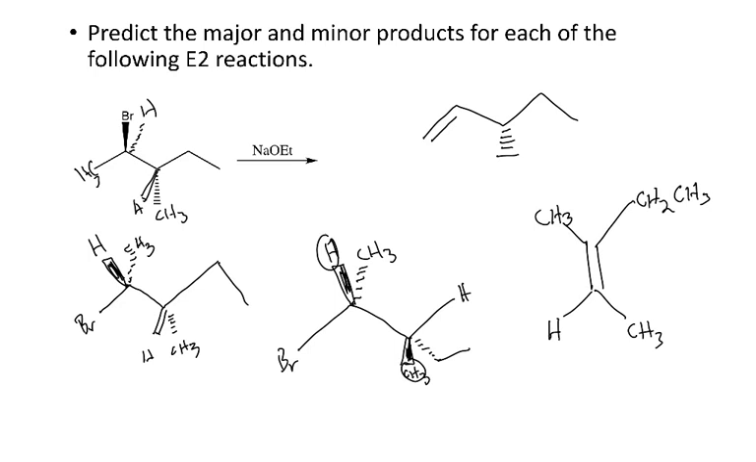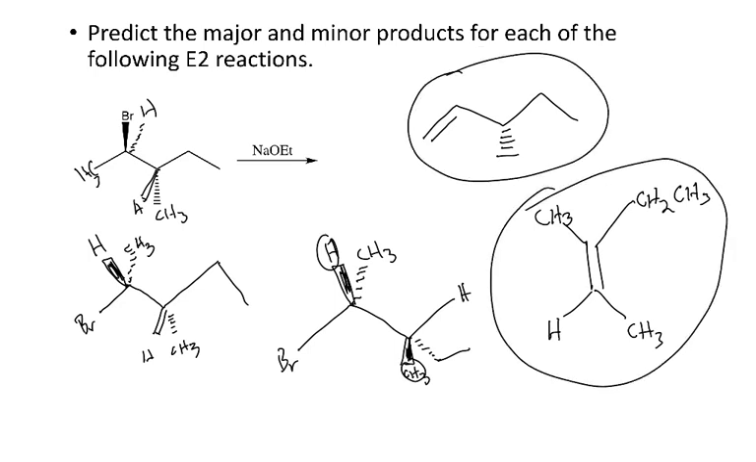Okay, with all of that work, I almost forgot to assign which one of our products is the major product and which one is a minor product. Here is our first product. Let's go ahead and circle that. Right here is our second product. To determine which is the major and the minor product, the difference between these two is in how highly substituted they are. We have a monosubstituted alkene here versus a tri-substituted alkene here. So I think this one is going to be our major product, and this one is going to be our minor product.